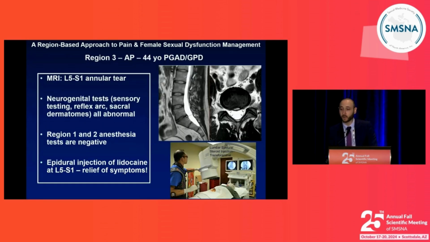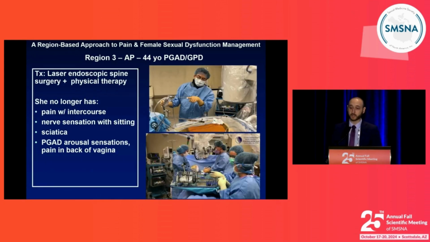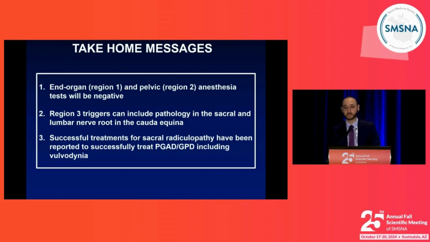So AP had an L5-S1 annular tear. Her neurogenital tests were all abnormal. Region 1 and 2 anesthesia tests were negative. We did a test epidural injection of lidocaine, and she had relief. So therefore, she underwent endoscopic spine surgery and physical therapy, and she now no longer has pain with intercourse, nerve sensations, sciatica, or PGAD.